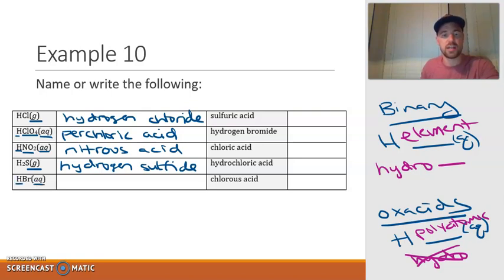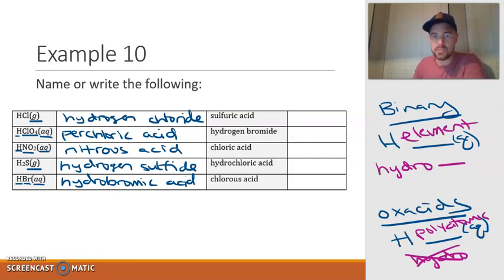It has the hydrogen and it has the aqueous, so it is an acid. And it only has an element attached. So it's going to start with hydro. Bromine becomes bromic. And then we end with acid. On the right side, we're given the names.